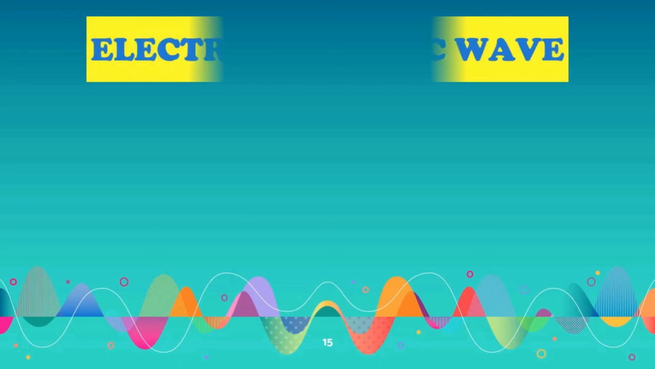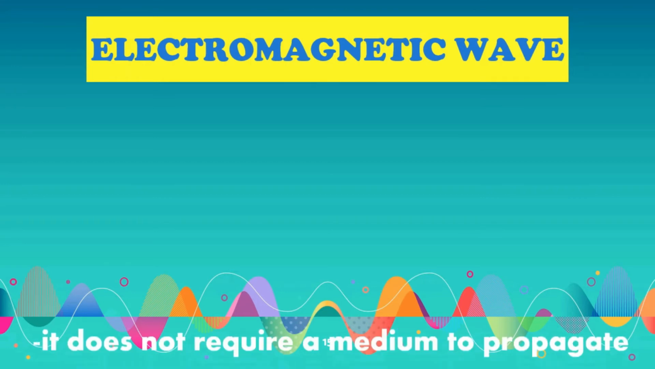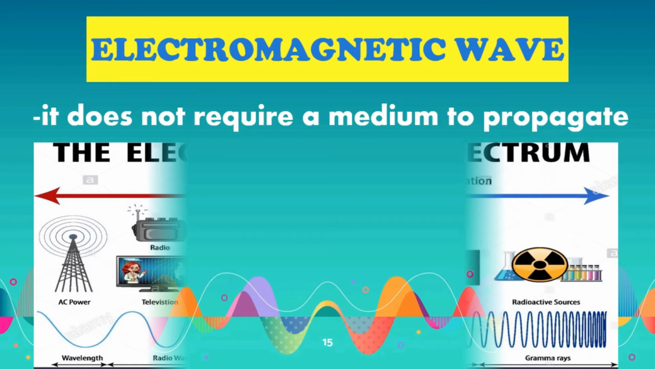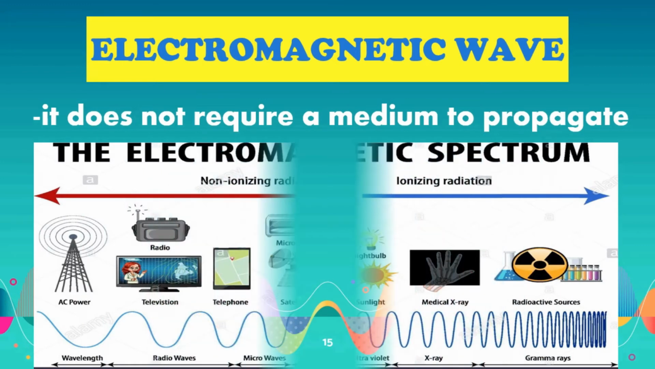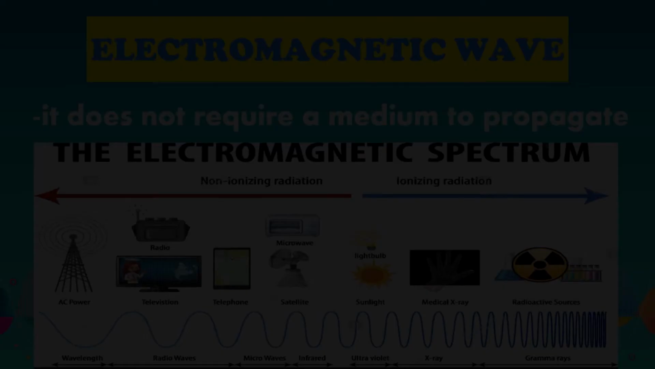On the other hand, when a wave does not require a medium to propagate, it is called an electromagnetic wave. Again, an electromagnetic wave does not require a medium to propagate. Some examples of electromagnetic waves are radio waves, visible light, X-rays, and gamma rays. These electromagnetic waves are arranged according to their frequency.